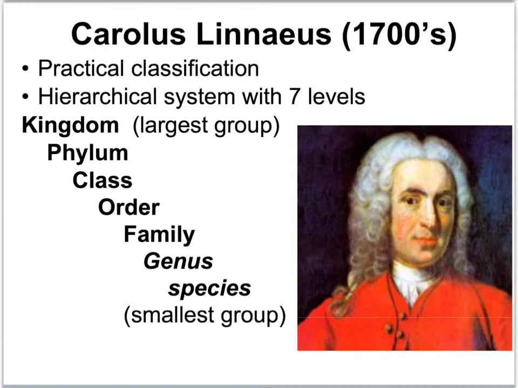The kingdom, according to Linnaeus, was the largest group. This was the group that had the most organisms in it. And then it got more specific as you went down. Finally, you get to the genus and the species. Remember that the species refers to a group of organisms that can interbreed and produce fertile offspring.